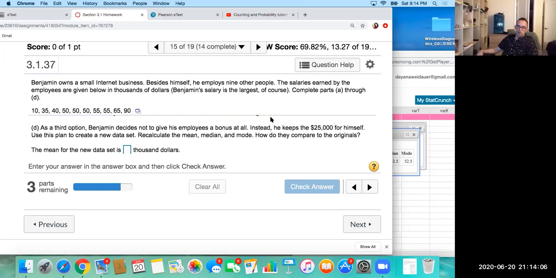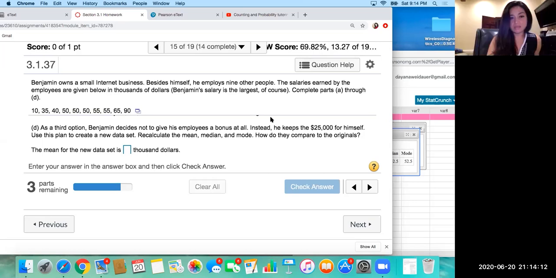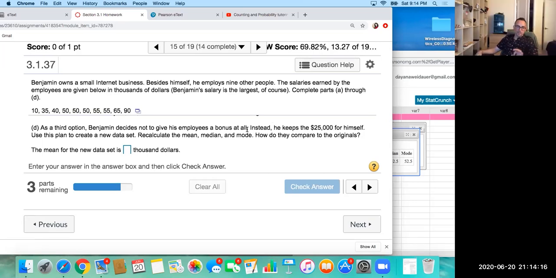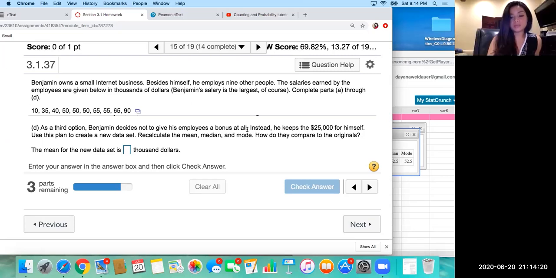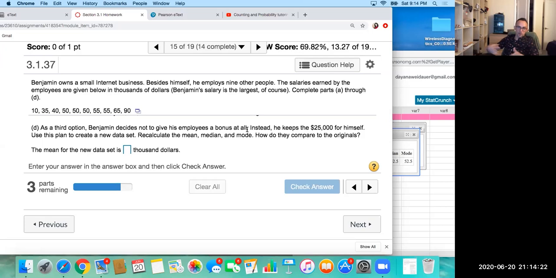The mode and the median will stay the same, but the mean will change. The same as the original? Correct. The mode and the median will stay the same, because the mode is the number that occurs the most, which is 50. So if I change the 90 to 115, that's not going to change anything. The median is the middle value, so if I change 90 to whatever, that's not going to change the median or the mode.